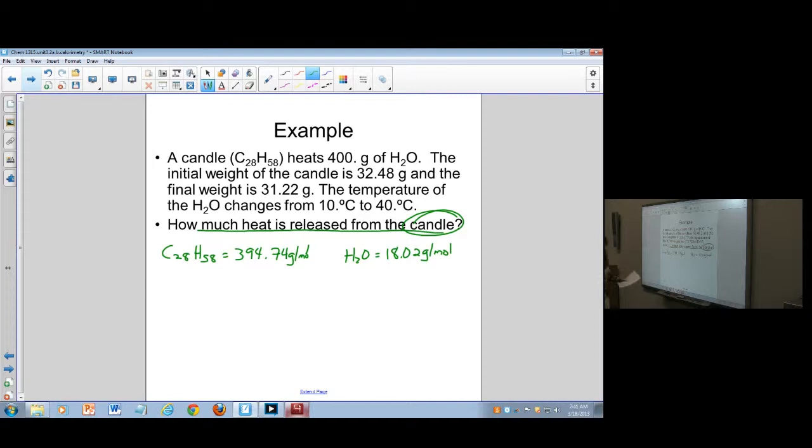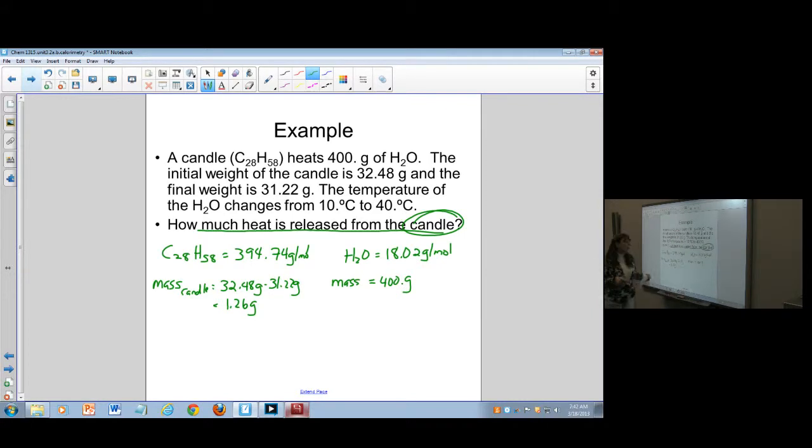So next we need to know the mass of the candle. The mass of the candle that we used, we can just take a positive value here, 32.48 grams minus 31.22 grams. And so the mass of that candle is 1.26 grams. We also have the mass of the water, and that's 400 grams.